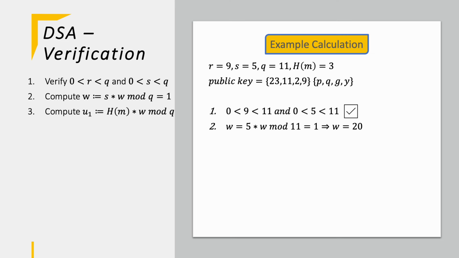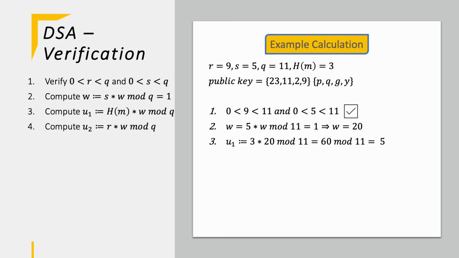Now we need to compute U1, and yes, we will have U2 as well. And U1 is pretty much the hash of the message, so big H of M, times W modulo Q. So this is pretty easy to calculate. We just plug in the numbers we have already. So there's nothing we need to find in the equation itself. So it's 3 times 20 modulo 11. So 60 modulo 11 is 5.